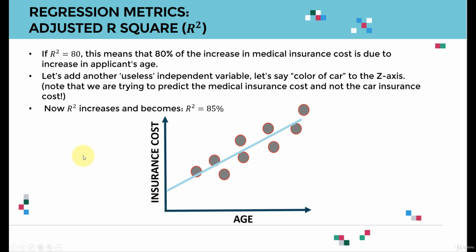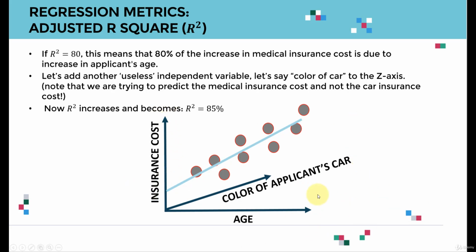So let's assume that we wanted to add another useless independent variable. For example, let's say the color of the applicant's car, added to the z-axis. So we added an additional useless independent variable to my equation, and let's see if that improves R squared or not. Please note that here we are trying to predict the medical insurance of the applicant.